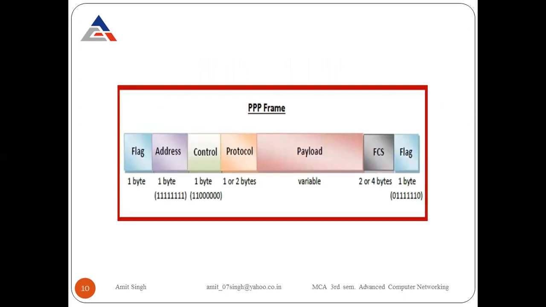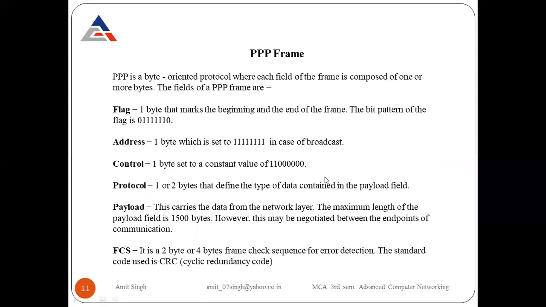Now also we have a point to point protocol frame. Now look at here. It starts from a flag, then address, then control, then the protocol is there. Then we have the payload, then FCS for error detection, then ends at the flag. Same as HDLC, it starts from flag, it ends on flag. Now we discuss the PPP frame format. Point to point is a byte oriented protocol where each field of the frame is composed of one or more bytes. The fields of the PPP frame are, the first is the flag.